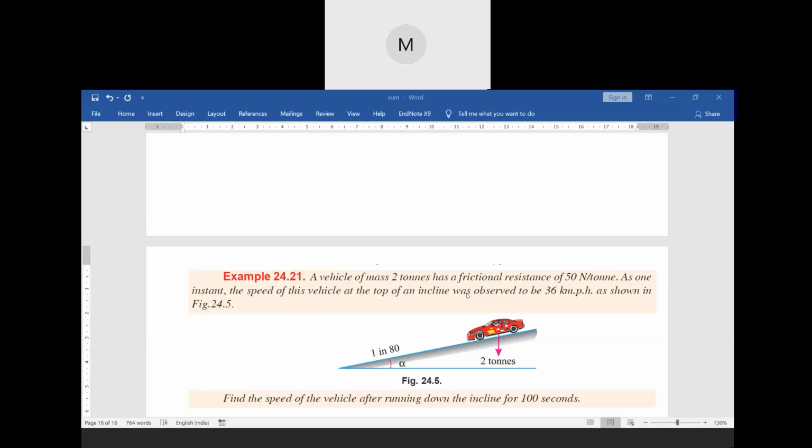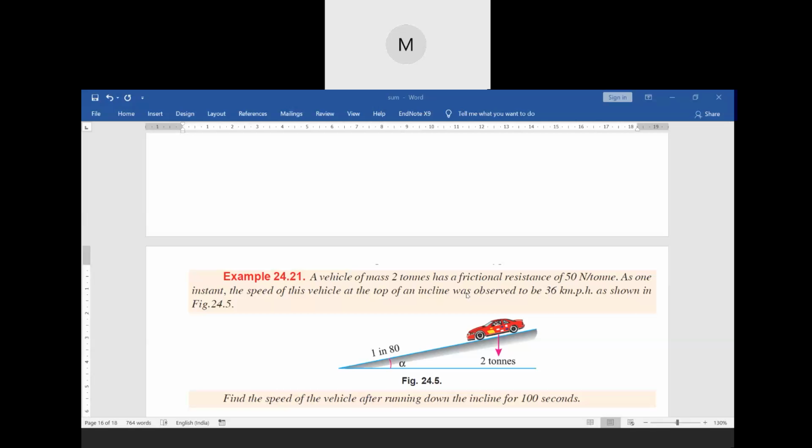So the question reads as follows: a vehicle has mass of 2 tons and has a frictional resistance of 50 Newton per ton. At one instant, the speed of the vehicle at the top of the incline was observed to be 36 km per hour, as shown in the figure. So you have to find the speed of the vehicle running down the incline for 100 seconds.